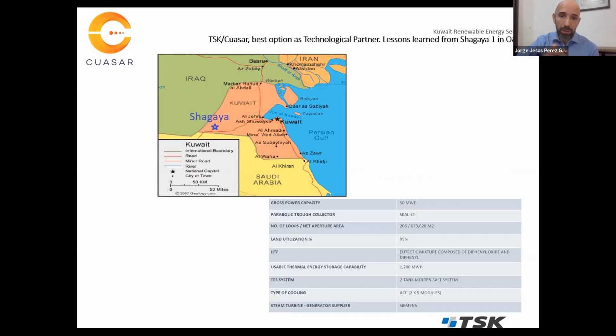Also, one of the biggest advantages of this plant is that it focuses on reducing water consumption to the maximum. For instance, the cooling system is not water-based, it's air-based. This is also very good for the project and for the environment, and by the way, it's working perfectly. We have not had any major issue during these 4 years of operation and maintenance. Next slide, please, Rafael.